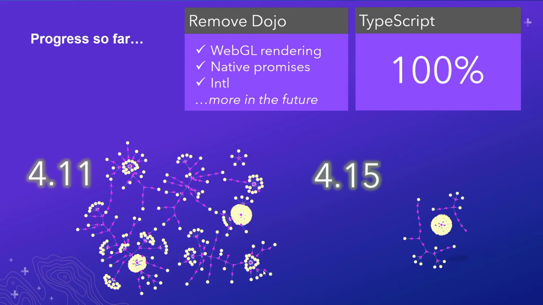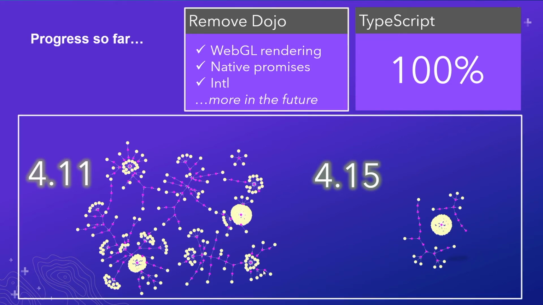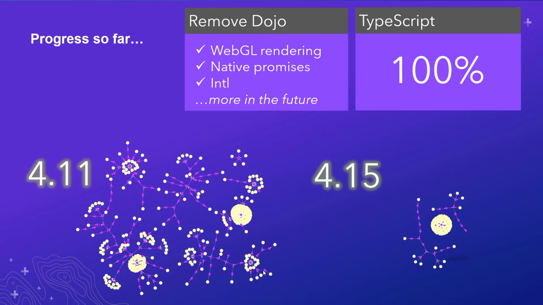If you want to take a closer look at this picture, this is comparing the API classes that have dependency on a Dojo plugin in version 4.11 versus 4.15. So you can see there is quite a bit of difference. If you see that little flower looking thing, that is all the widgets' dependency on localization. That's one of the biggest pieces we have left to replace. And then we've also completed our migration to TypeScript, as of version 4.15. So that's pretty exciting.